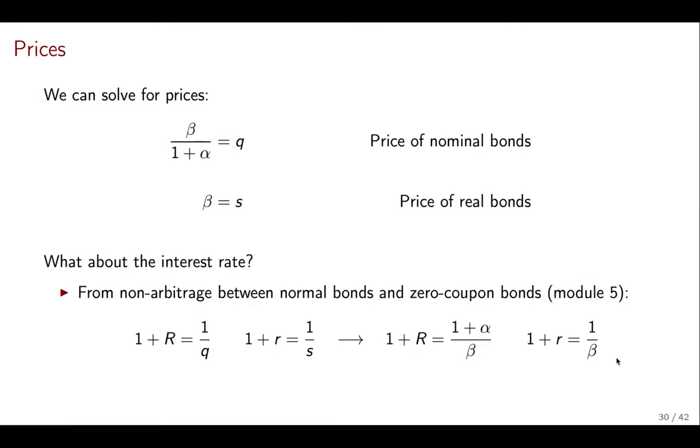Now, this is amazing because this already gives you the sense of what the Fisher equation is going to do. 1 plus r is equal to 1 over beta, so that means that 1 plus nominal r is 1 plus alpha times 1 plus r. Alpha is the growth rate of money, and here we're already seeing what's going to happen. Inflation in this model is going to be related to alpha. It's actually going to be given exactly by alpha. We're going to see that explicitly in the next video.